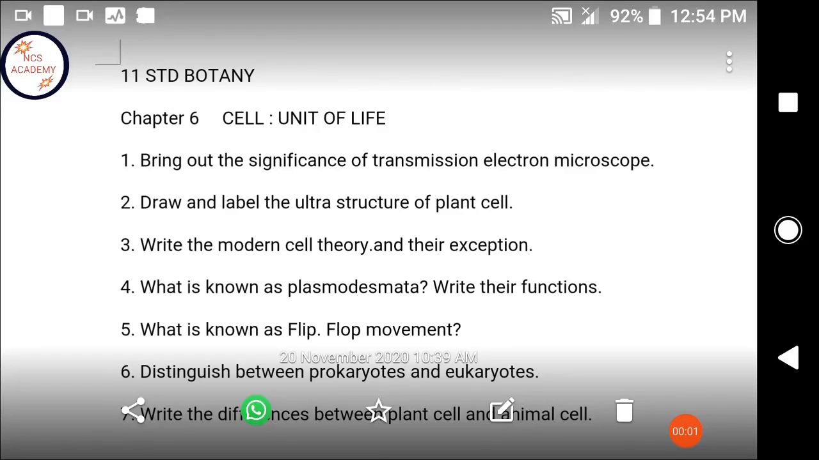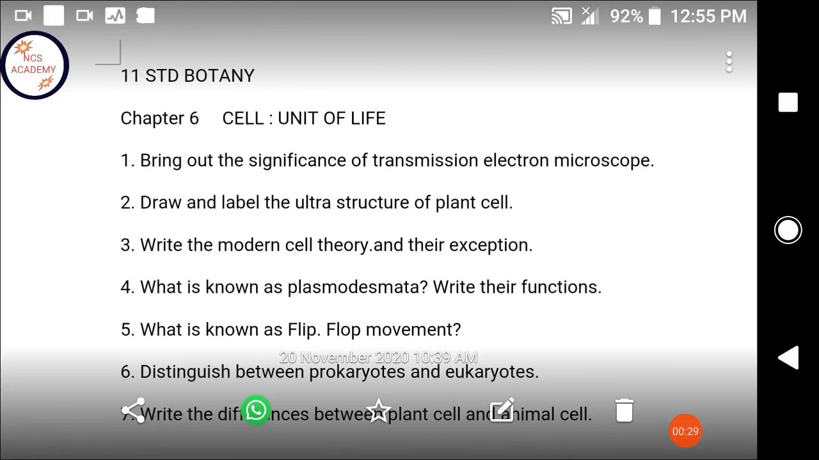We are going to discuss some important questions in the 11th standard botany, chapter 6, Cell: The Unit of Life. First, bring out the significance of transmission electron microscope, then draw and label the ultrastructure of plant cell, write the modern cell theory and their exceptions, what is known as plasmodesmata, write their functions, what is known as flip-flop movement.